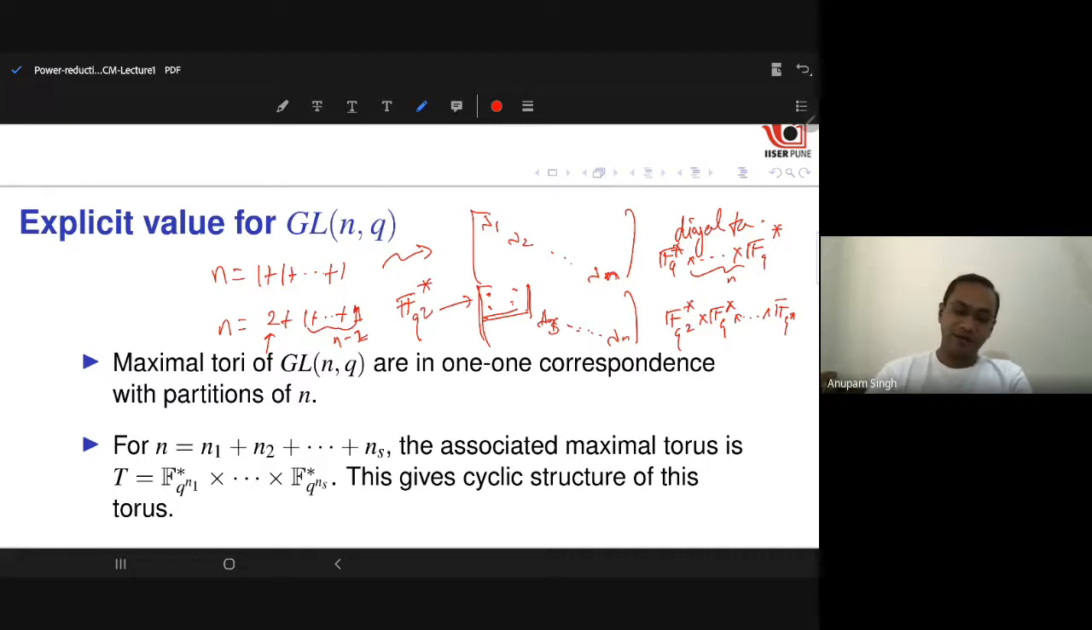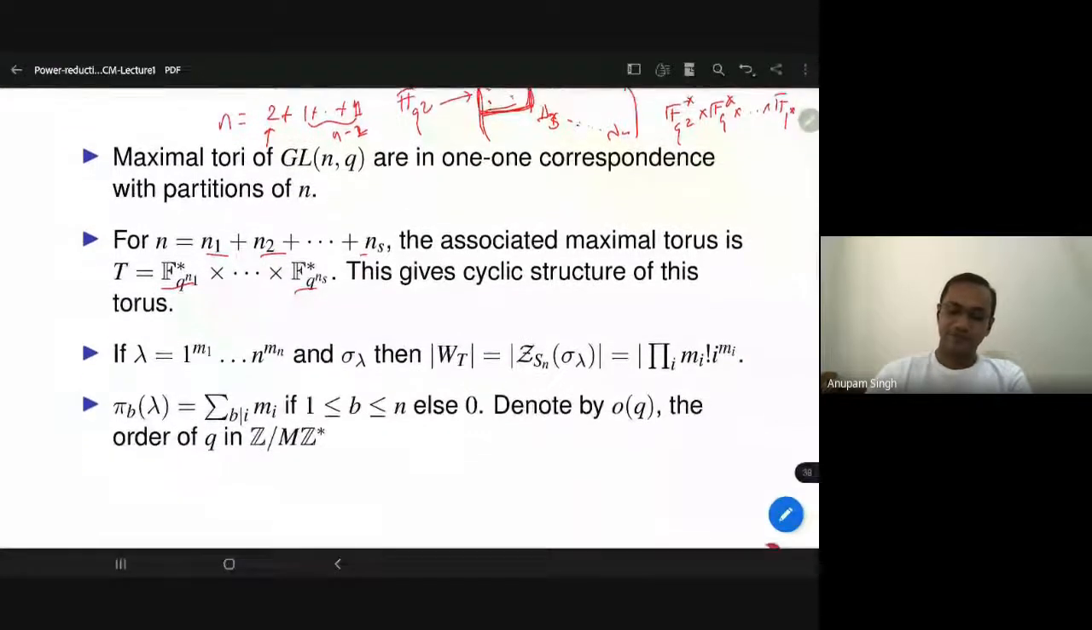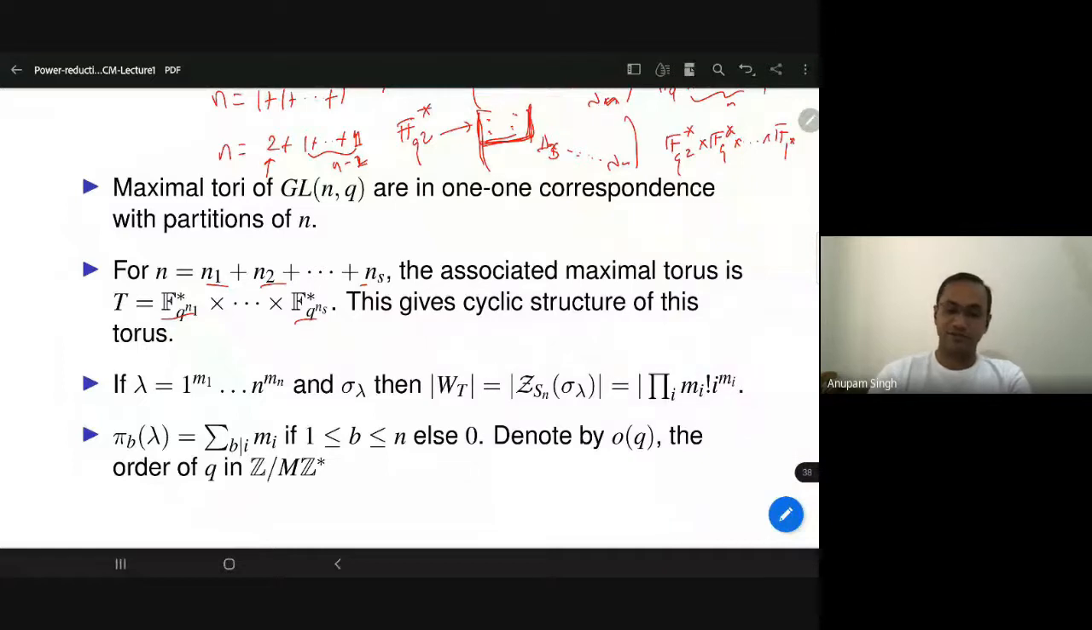In general, if I have a partition n1, n2, ..., ns, then for each ni there is an irreducible polynomial of that degree. Take the companion matrix of that, and then look at the polynomials in that companion matrix, which will turn out to be isomorphic to F_q^{n_i} star, basically. And that is what this is. So this can be written very explicitly the way I have described here. It's a very concrete description of this.